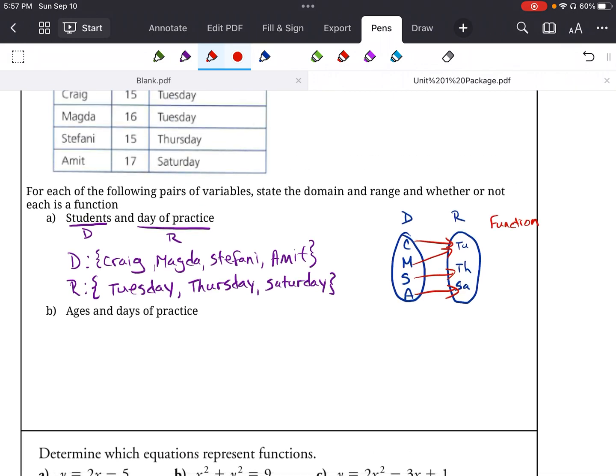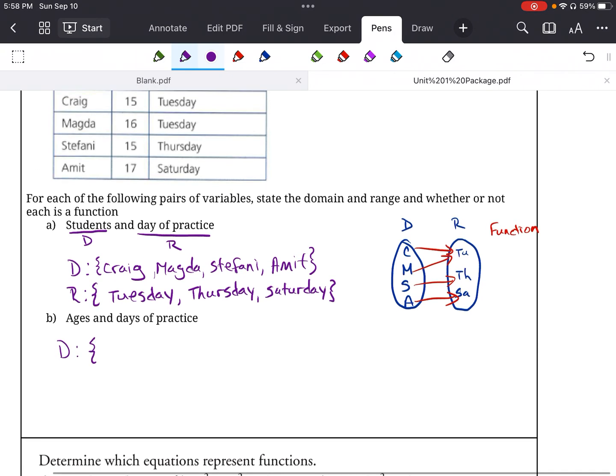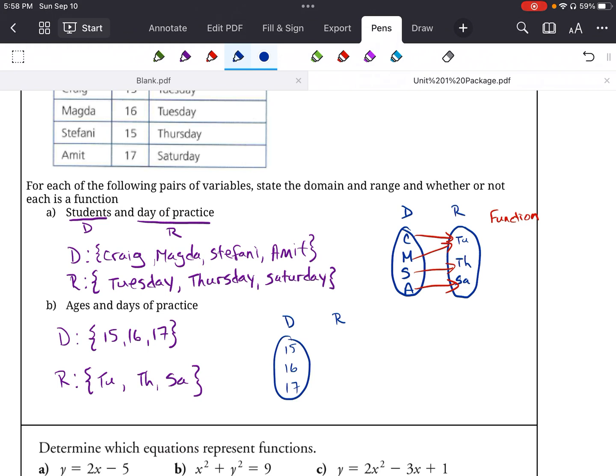Okay, if we change to the ages and the days of practice, now our domain representing the ages are 15, 16, and 17, right? Do not write the repeats. In your range, the days of practice again, we have Tuesday, Thursday, and Saturday. Okay, now if we determine if this one is a function, so we have 15, 16, and 17. We have Tuesday, Thursday, and Saturday.